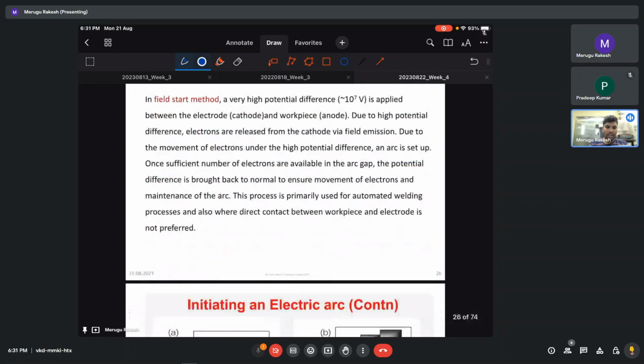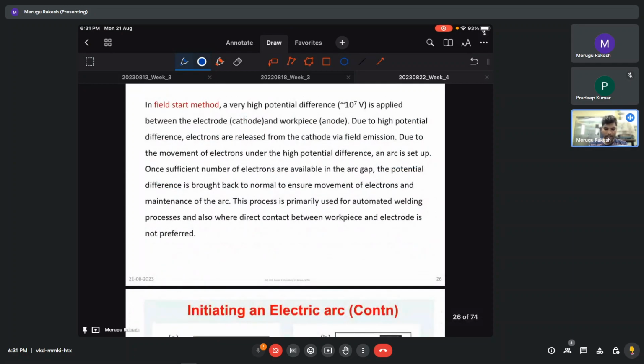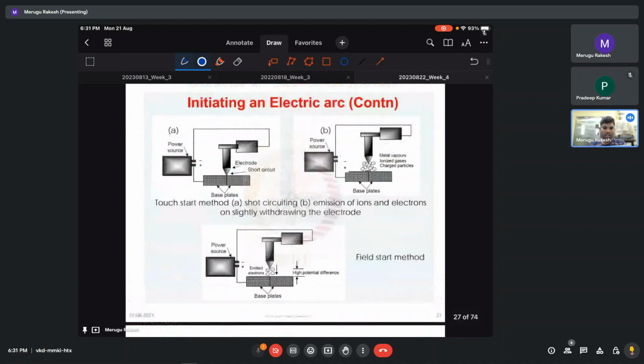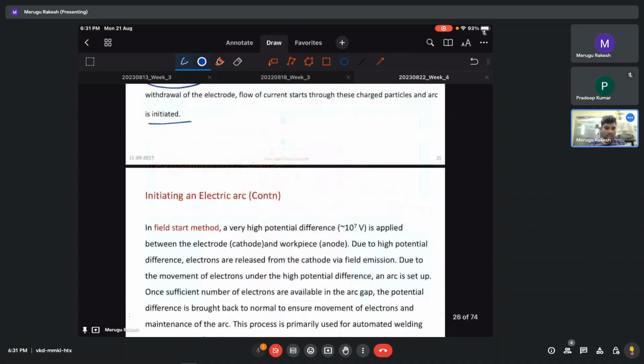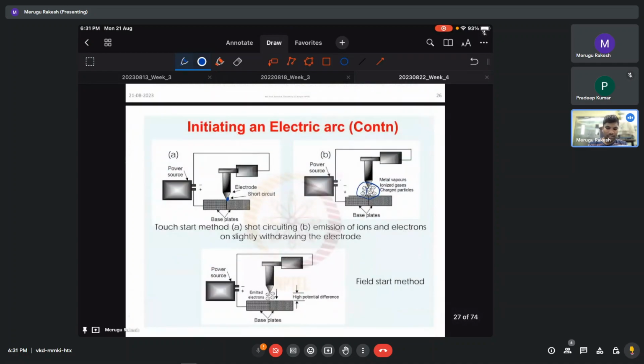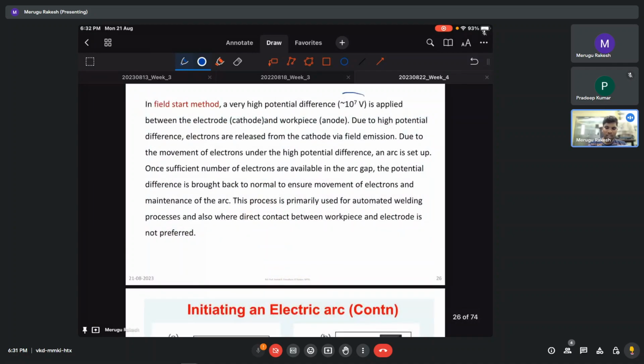Similarly, we have the other method, that is the field start method. Better we see this schematic. Initially we short circuit it, then we move a bit so that the arc is established, and we continue the process. In the other process, the field start method, we do not touch the surface. Initially we keep it at a distance, and we apply a very high potential difference so that the arc is established. Basically, we use this for automated processes.